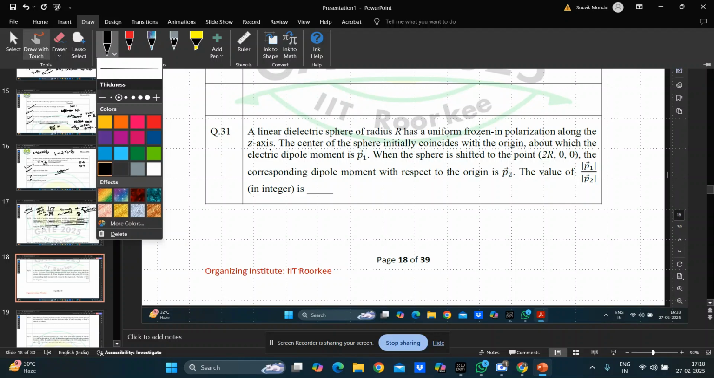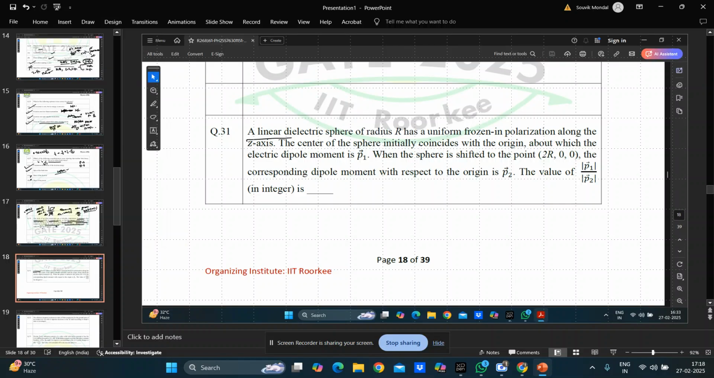Okay, so yeah. Now this one is: a linear dielectric sphere of radius R has uniform frozen-in polarization along the z-axis. The center of the sphere initially coincides with the origin. So initially it has this kind of configuration, and the dipole moment is p1, and now it is moved to 0, 0, 2R with the center. The dipole moment is p2. So what is the value of p1 by p2?